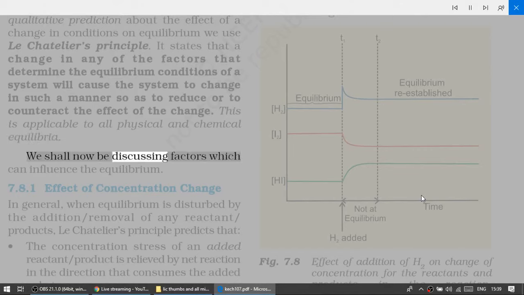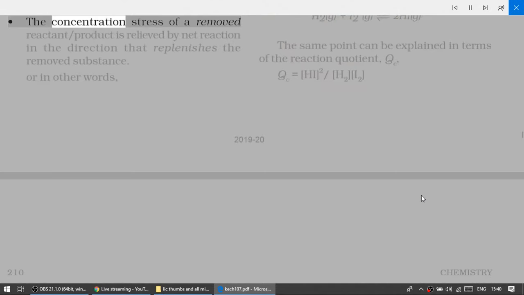We shall now be discussing factors which can influence the equilibrium. Effect of concentration change. In general, when equilibrium is disturbed by the addition or removal of any reactant or product, Le Chatelier's principle predicts that the concentration stress of an added reactant or product is relieved by net reaction in the direction that consumes the added substance, and the concentration stress of a removed reactant or product is relieved by net reaction in the direction that replenishes the removed substance.